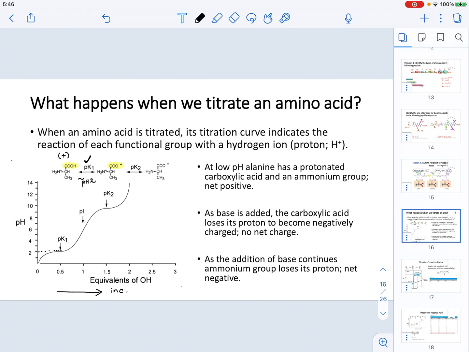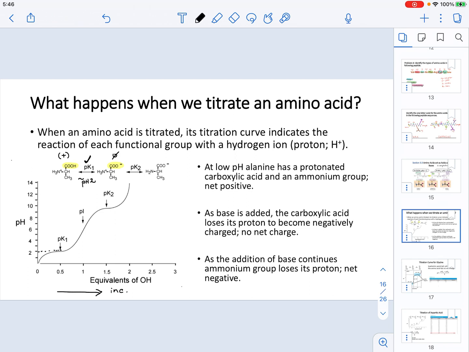But this makes sense because if we relate this to the previous slide, we remember that the pKa of that carboxylic acid is around 2. So what does this suggest? As we increase the amount of base and the pH has reached the pKa of the carboxylic acid, the proton of the carboxylic acid is dissociated and reacts with the base. So at this point, we have created our zwitterion. The overall charge of our amino acid is 0.